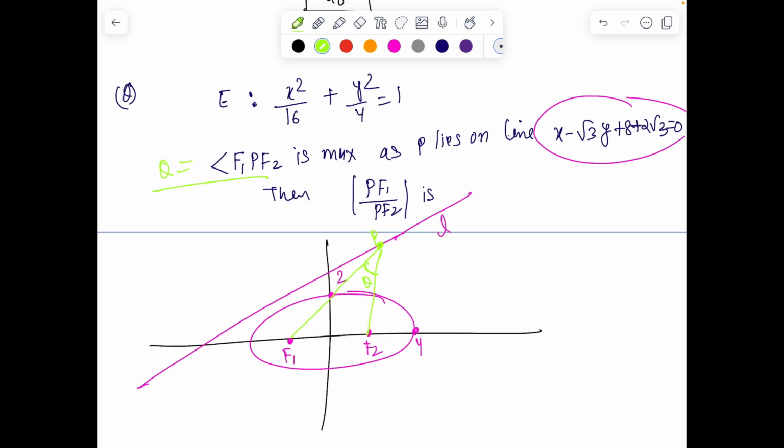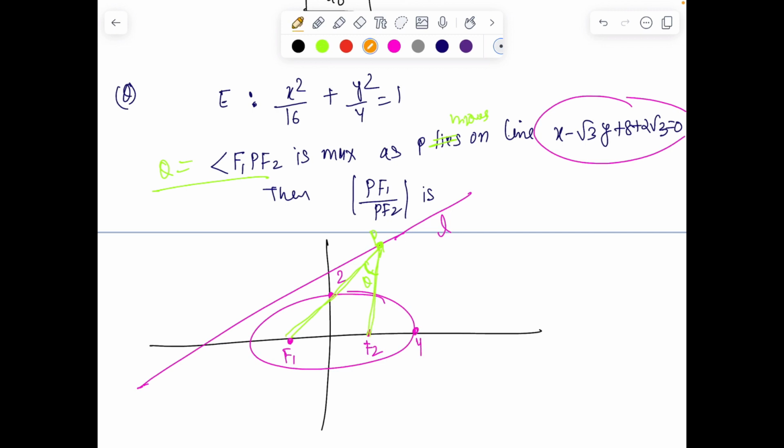As P moves on the line, there will be some location of point P on the line for which this angle will be maximum. Under that condition, we have to find the ratio of the lengths Pf1 by Pf2.